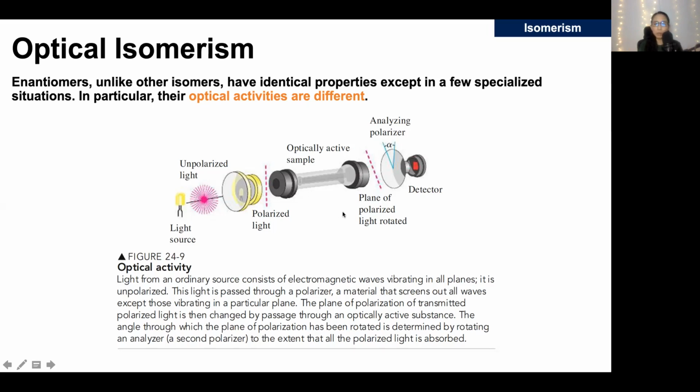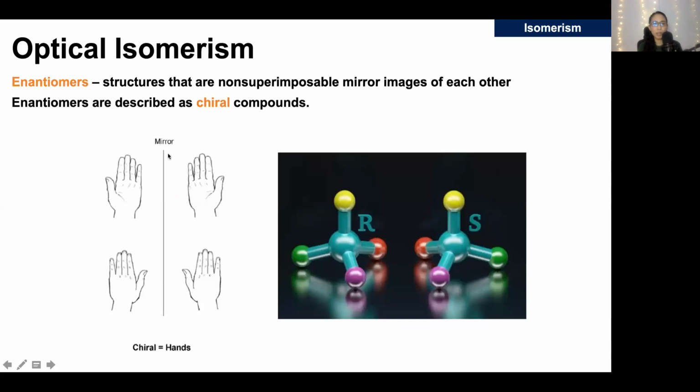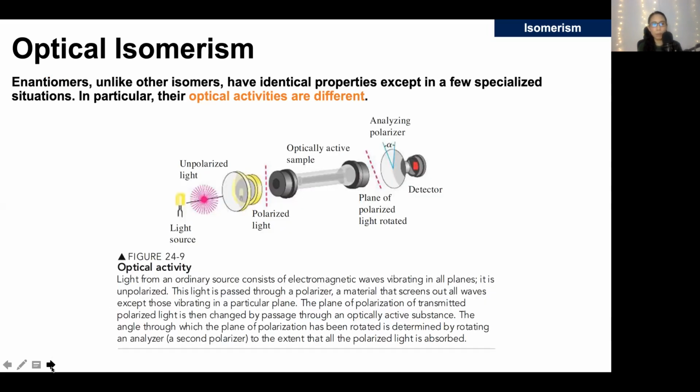And this has something to do with the term chiral. When you see the term chiral, it means that molecule is optically active. That's why enantiomers are described as chiral compounds, because they are optically active.